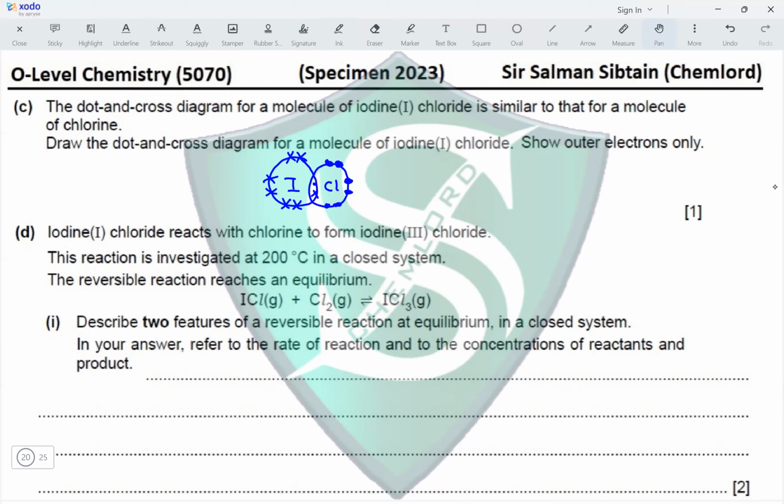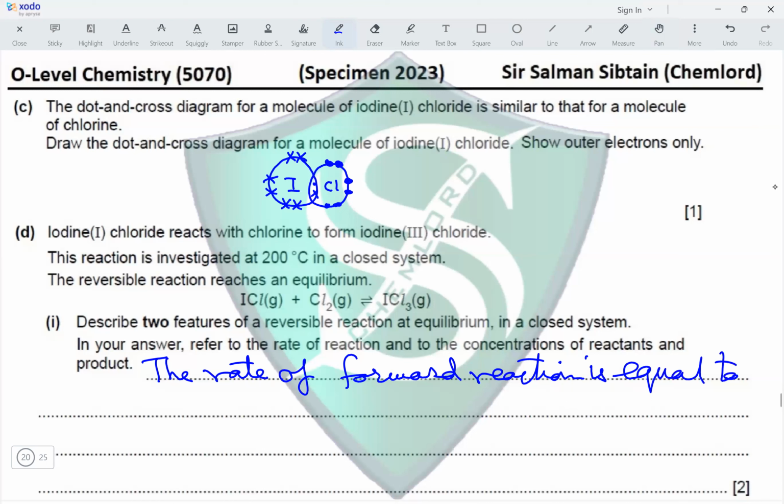Okay, so we need to describe two features of a reversible reaction. The first feature of a reversible reaction is that the rate of forward reaction is equal to the rate of the backward reaction.